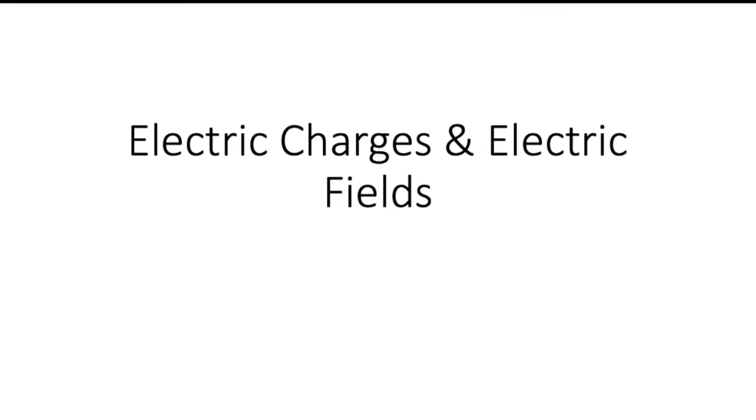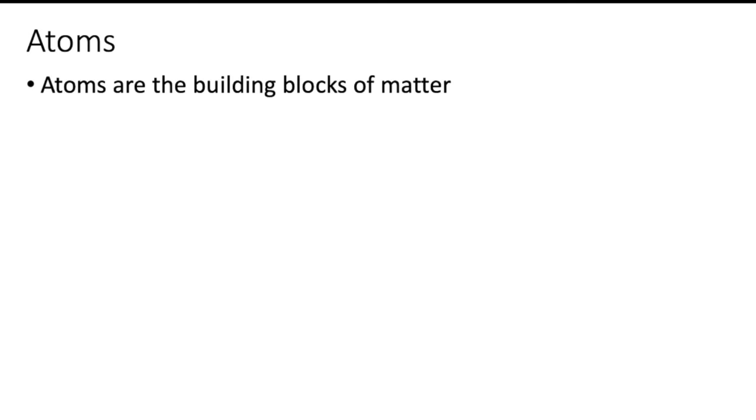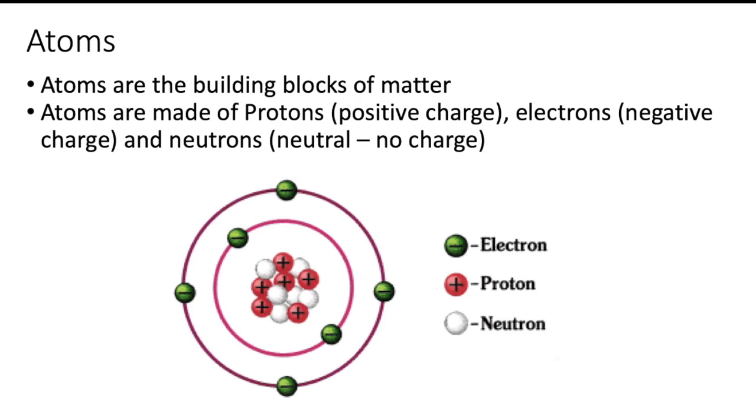In this video, we are going to see a brief introduction on electric charges and electric fields. First, let's go over some basics. We know that atoms make up everything in the world. Atoms are the building blocks of matter. And atoms are made of three subatomic particles: protons, electrons, and neutrons. Protons are positively charged, electrons are negatively charged, and neutrons have no charge, they are neutral.